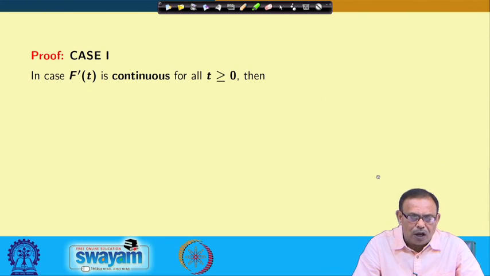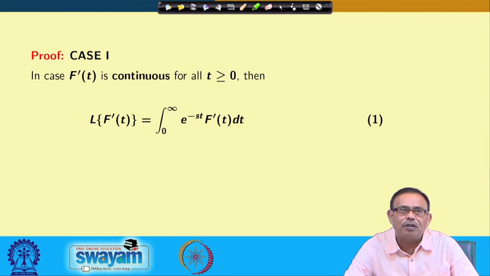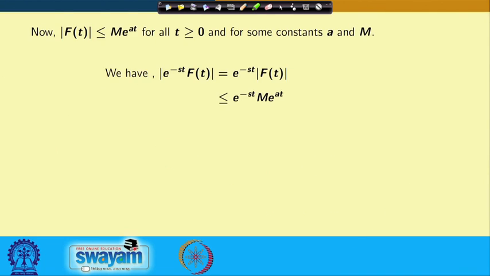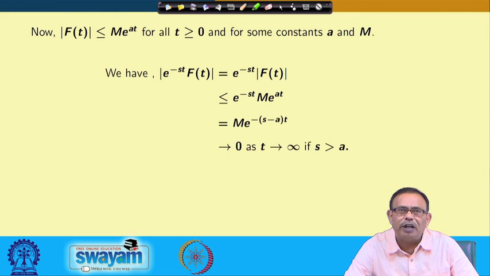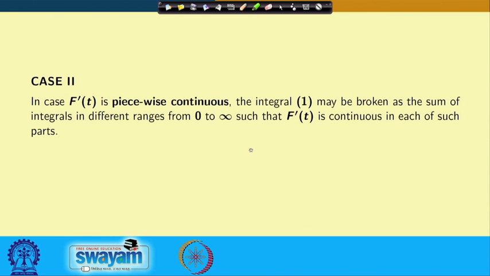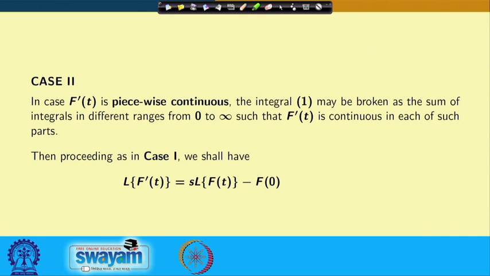Now, come to this one, this we have just written like this, whatever I described. You can go through these slides and you can see it over here. You are getting it, and from here you are saying e power modulus of e power minus s t f t approaches 0. So, from 2 we are concluding this, and s Laplace transform of f dash t exists and the value is s Laplace transform of f t minus f 0. For case 2 again, f dash t is piecewise continuous. So, integral 1 may be broken as the sum of integrals in different ranges, such that f dash t is continuous in each of the subdomains, and proceeding as in case 1, we can prove the same thing.